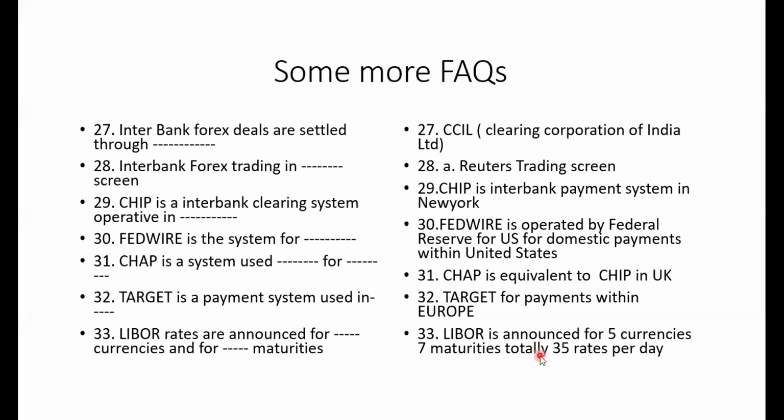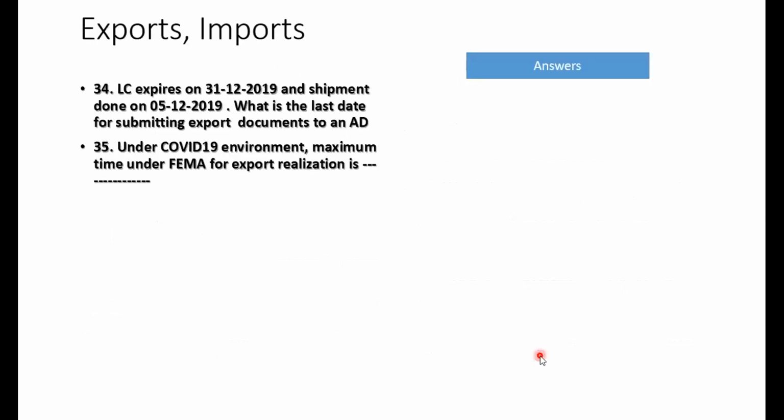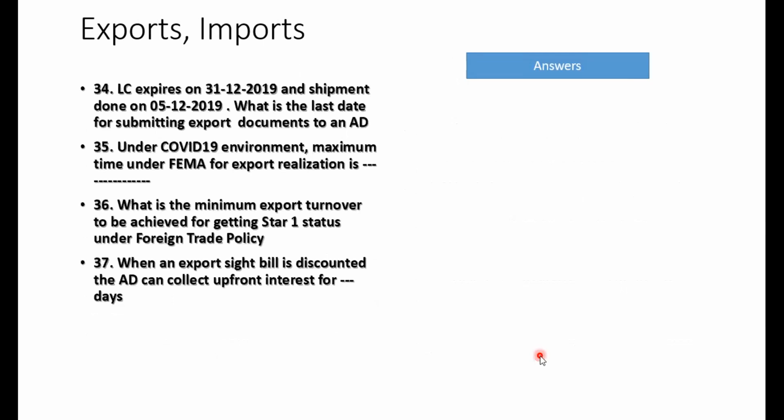Okay, friends. Correct. Sometimes you will get a confusion. FCNR dollar in any convertible currency. Singapore dollar is also permitted. Australian dollar is also permitted. But LIBOR, it was announced earlier only for 5 currencies. I think some changes have come. If the question is there, keep it in mind. Okay, friends.